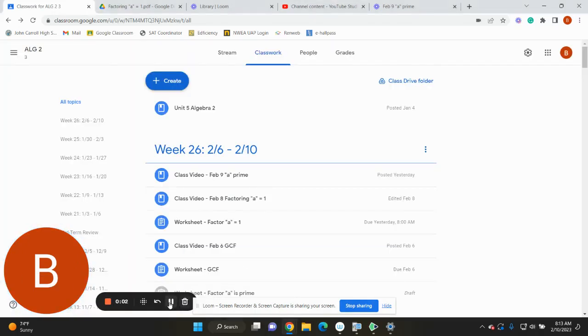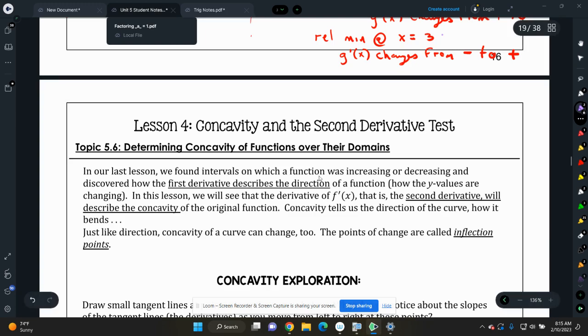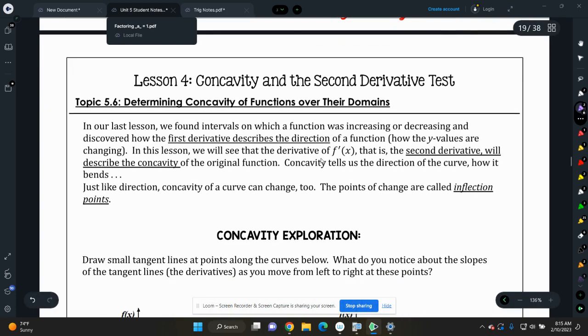I spray it with the white. Okay. All right. So this is weird. It's not the same notes.